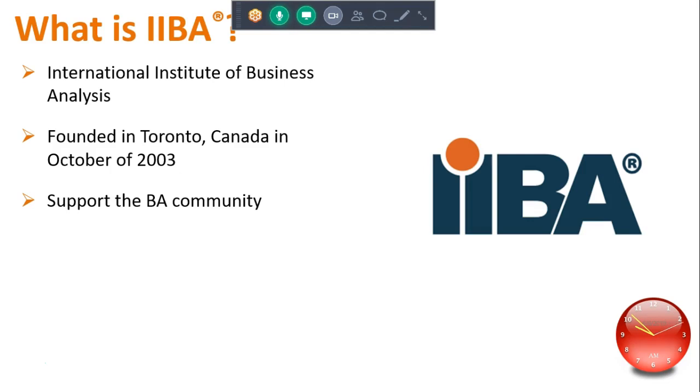Once they put the organization together to support this, they determined that what they would do is recognize the fact that people were now starting to do business analysis in a much more formal way, and so they established a professional certification to recognize that. That was the CBAP, the Certified Business Analysis Professional. That was the first certification that the IIBA offered.